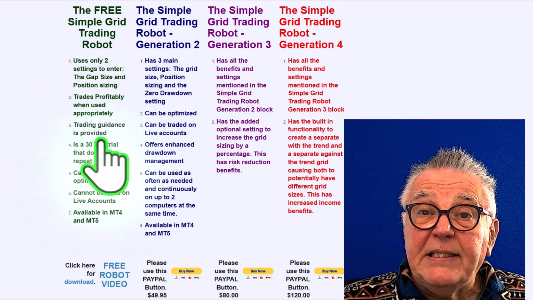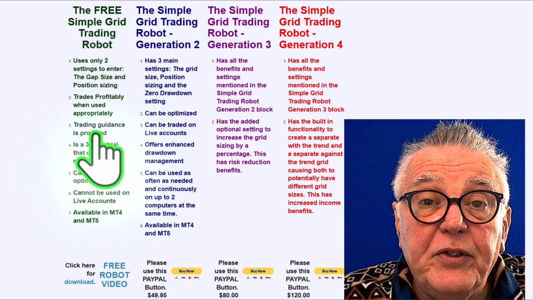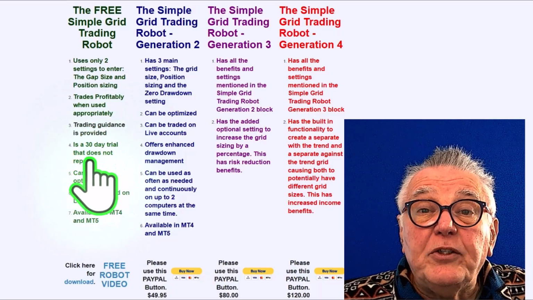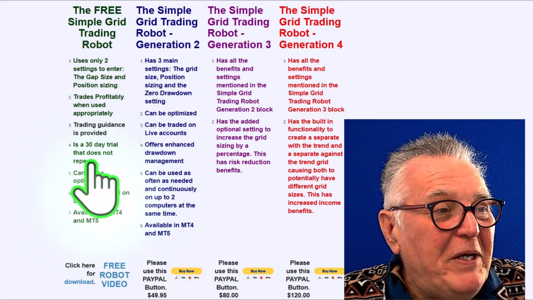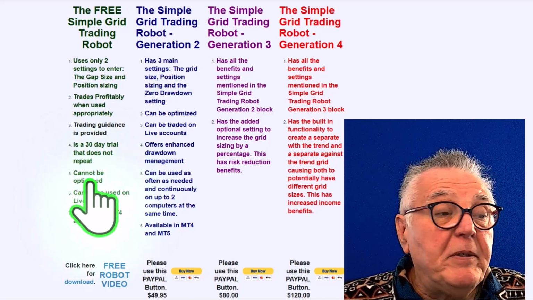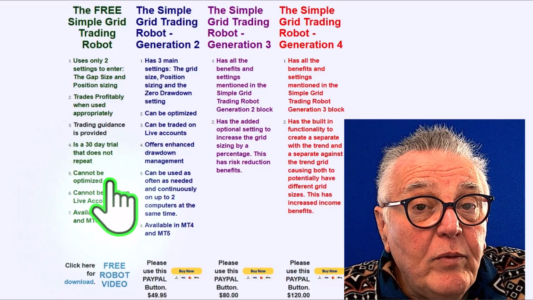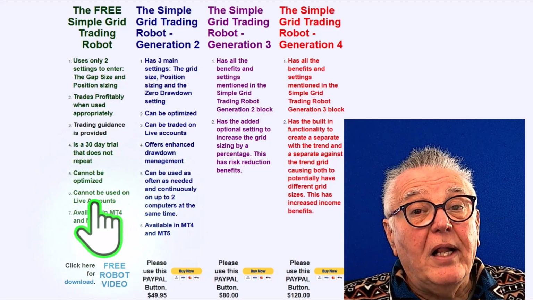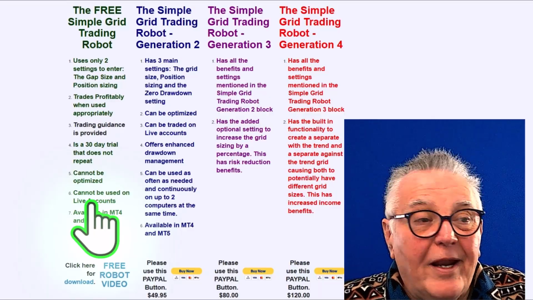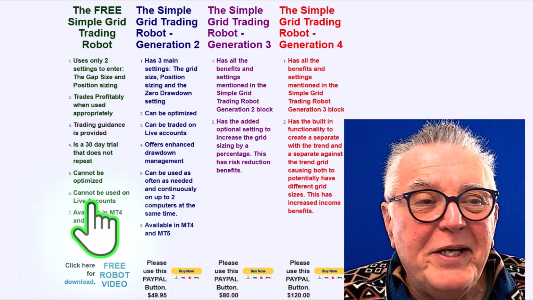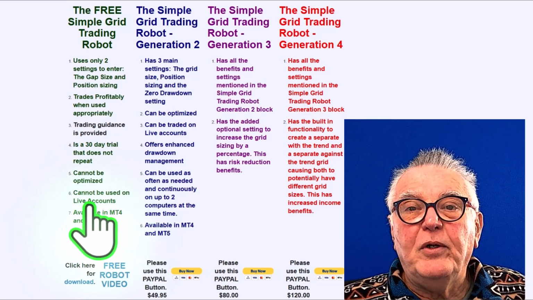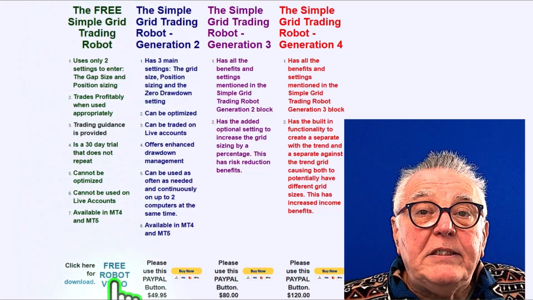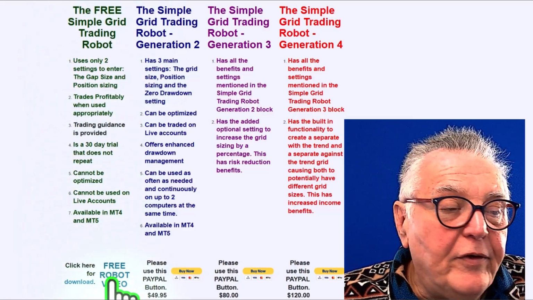Guidance is provided in the settings and the upload and installation of the EA. This is a 30-day trial, which does not repeat. So unfortunately, you won't be able to repeat this trial. You cannot do optimization because optimization isn't required. We're supplying you with the settings. And it cannot be used on live accounts because it is a trial. But if you're on a live account and the trial finishes, the EA will stop managing the trades open. And it's available on MT4 and MT5. So that's the free one. This price will double, but it will make no difference because it's free.